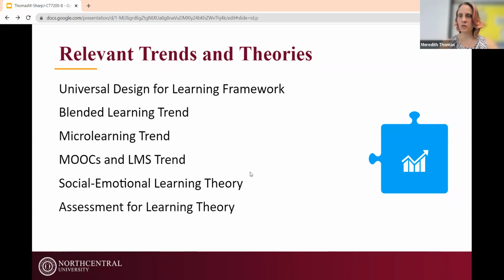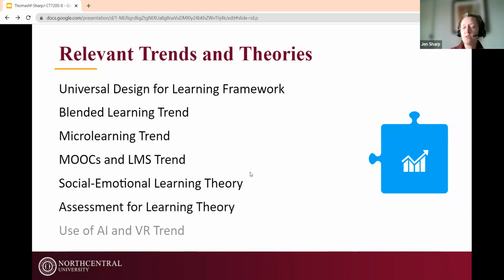So assessment for learning. An assessment for learning theory. That's another one that has just proven itself, where we no longer just read stuff or be a lecturer. Assessment for learning really integrates all of this. And if you're designing or evaluating the effectiveness, it's very important to consider.